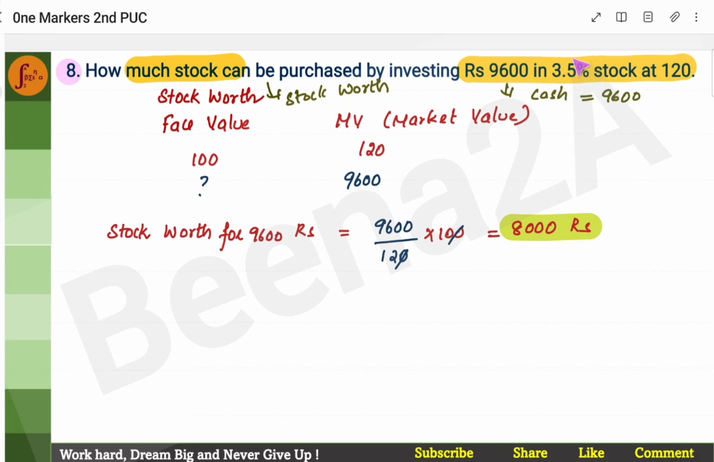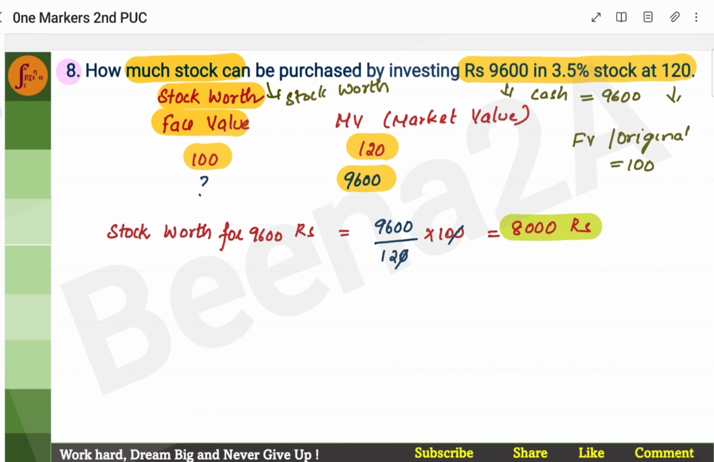He is investing in 3.5% stock. That means for every 100 rupees, he is going to get 3.5 rupees as dividend. And he is buying it at what price? At 120 rupees. Right? So we assume the face value or the original price of the stock as 100 rupees. The original value, the face value is 100 rupees. And he is buying it at 120 rupees. He is buying it at a higher rate. This is the market value. And he is investing 9,600. Now, where should 9,600 come? It has to be under market value because he needs to buy it at market value.